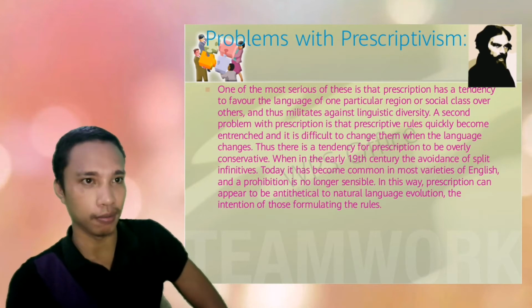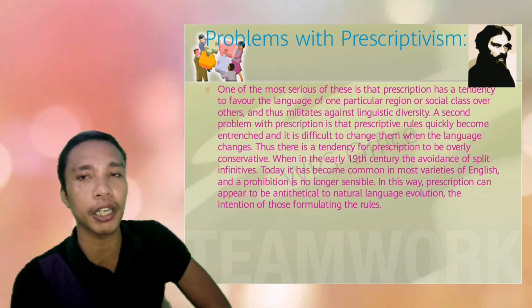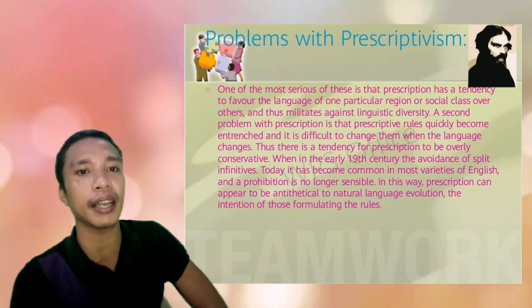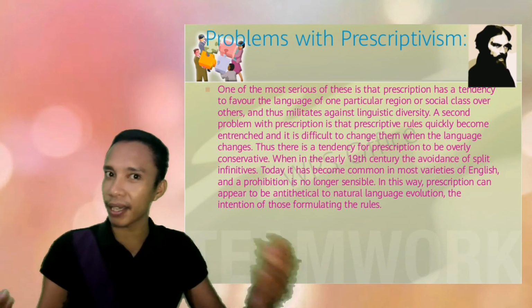So in short, it's not actually something that is fixed or absolute. In the early 19th century, the avoidance of split infinitives was prescribed, but today the split infinitive has become common in most varieties of English, and a prohibition is no longer sensible. In this way, prescription can appear to be antithetical to natural language evolution, the intention of those formulating the rules. What do you mean exactly by that? Because if you prescribe something, it gives this kind of presumption that you're not allowing the whole society or the whole nation or the whole country or the whole world to formulate their own form of language, regardless of whatever social structure they have. So that's actually one of the downfalls of prescriptivism. Same thing goes with when you are being governed by laws.